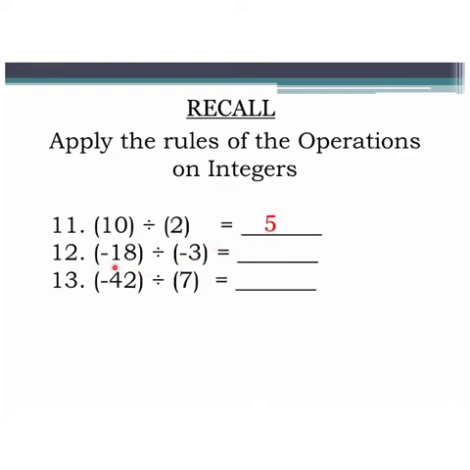Then number 12, negative 18 divided by negative 3. Both integers are negative. This is still rule number 1 for the division of integers. Negative 18 divided by negative 3, the quotient is positive 6. Number 13, negative 42 divided by positive 7. Applying rule number 2, when dividing different signs, the quotient is negative. So negative 42 divided by positive 7 is negative 6.